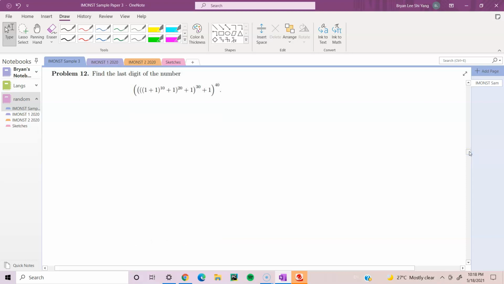Okay, now find the last digit of the number of this bunch of brackets. Okay, so of course we need to start with the innermost, and then let's gradually move outwards. Okay, so here's a small fact. For the last digit of any number, you can do mod 10.